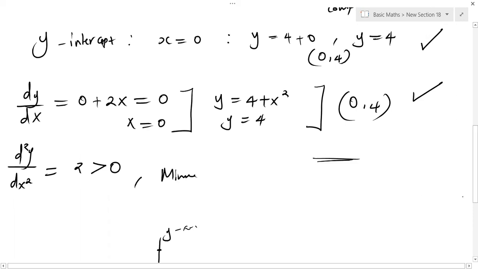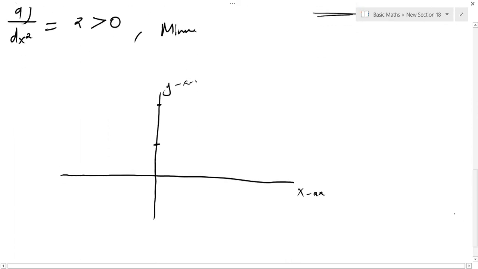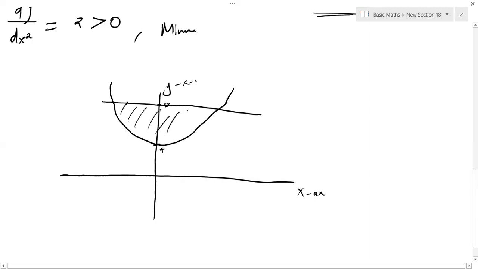So coming back to our sketch, since we've already established that it's a minimum point, the curve is going to go this way. It's supposed to be smoother than this, but this is just rough. Now, if this is 4, I've said this is 8, the line y is equal to 8 is going to be a straight line going through like that. So the region that is defined there is basically this particular region here.